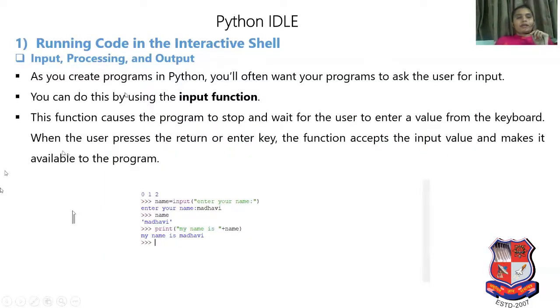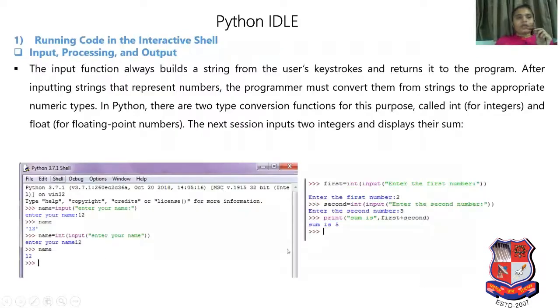As you create programs in Python, you will often want your programs to ask the user for input. You can do this by using the input function. You can see here in this example: name is equal to input, enter your name. I enter my name, Madhvi. Now I have stored it in the variable name, so it will display Madhvi. I can write print, my name is, plus name. You can use plus to join the variable with the string. You can see the result here: my name is Madhvi.